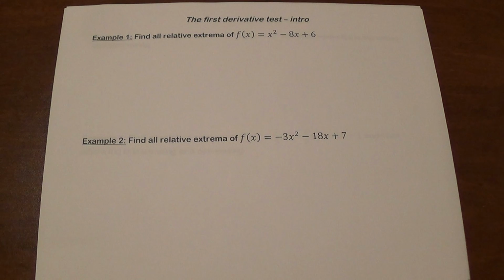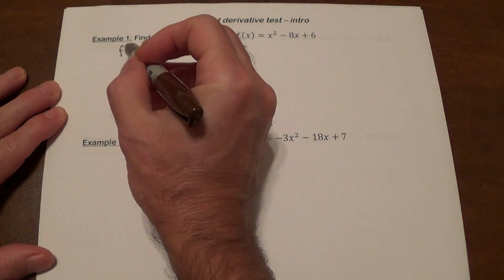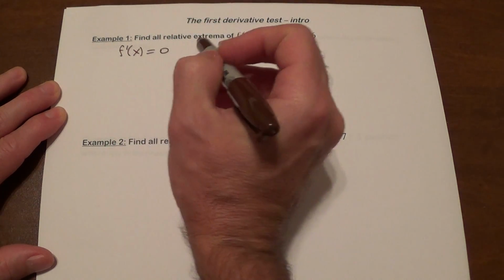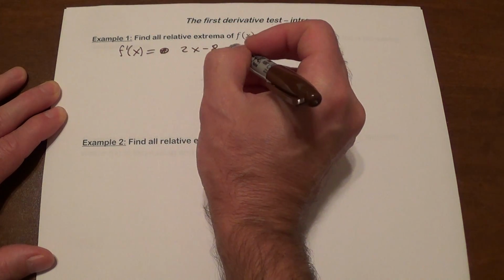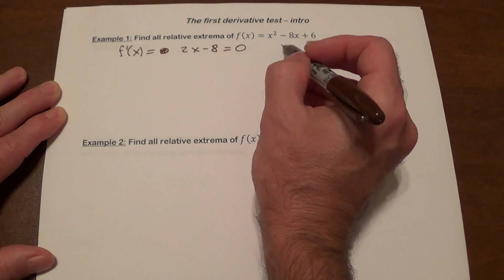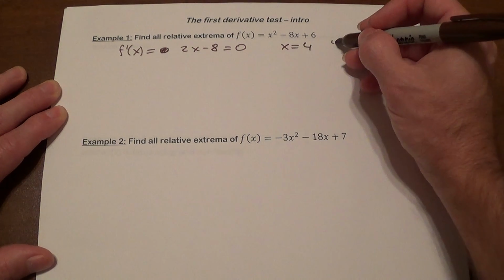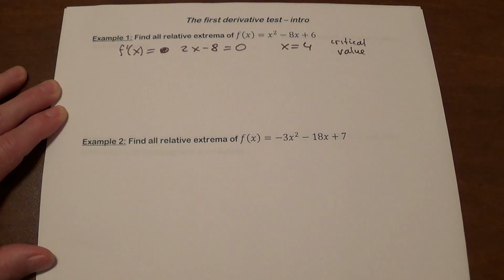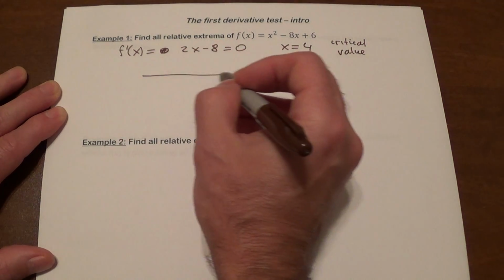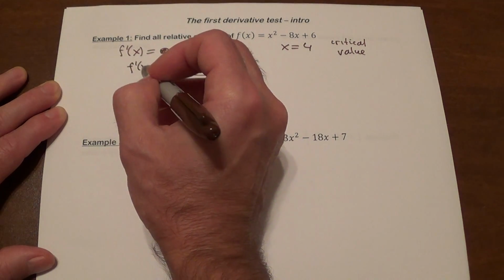So we have this function f of x, which is x squared minus 8x plus 6. Our process is going to start by finding the derivative. The derivative is going to be 2x minus 8, and then we're going to set it equal to 0, which is going to give us x equals 4. That's our critical point, our critical value. Okay, so then we make a number line, put 4 here, and determine the signs of f prime.